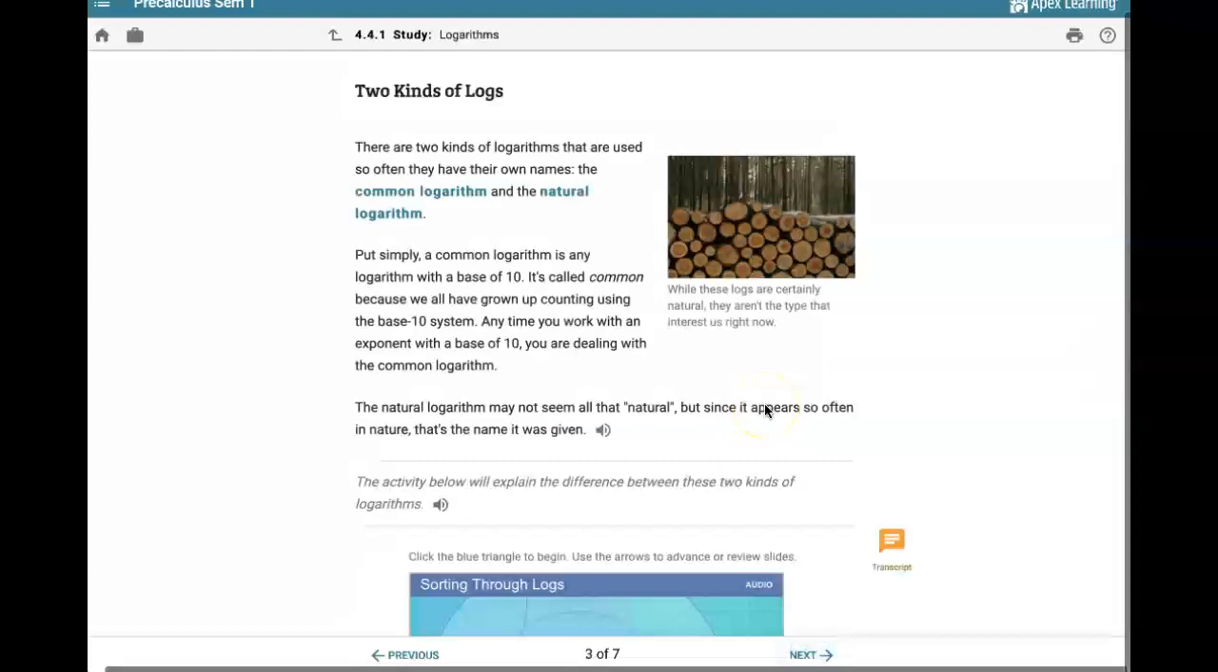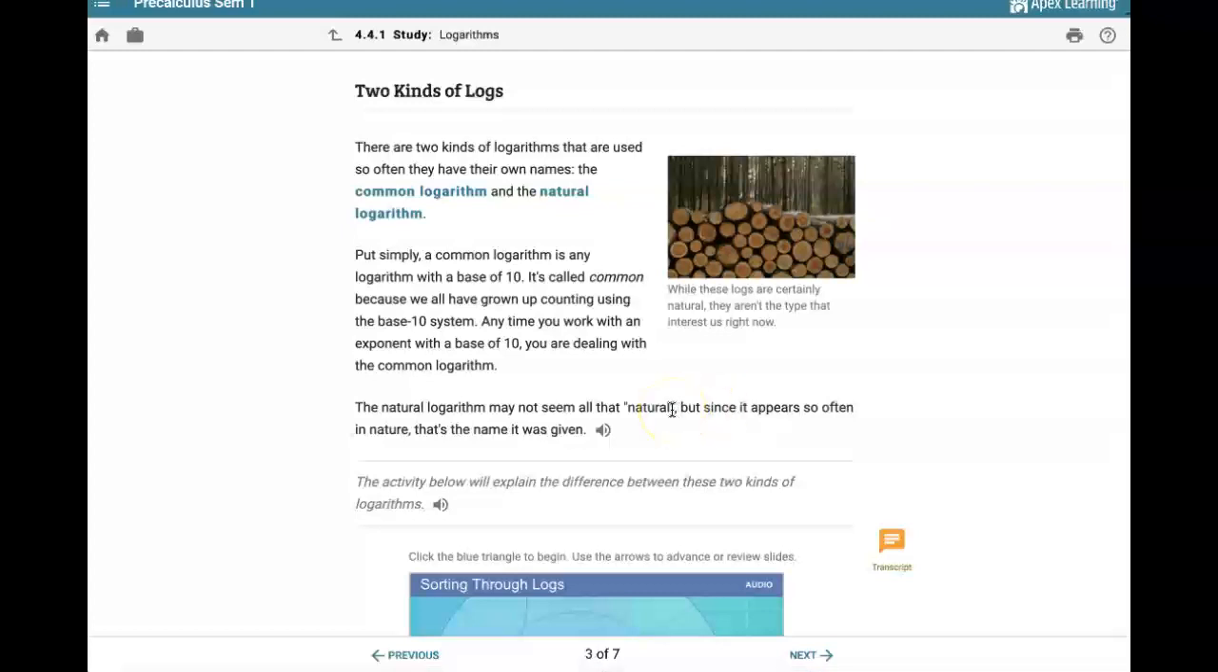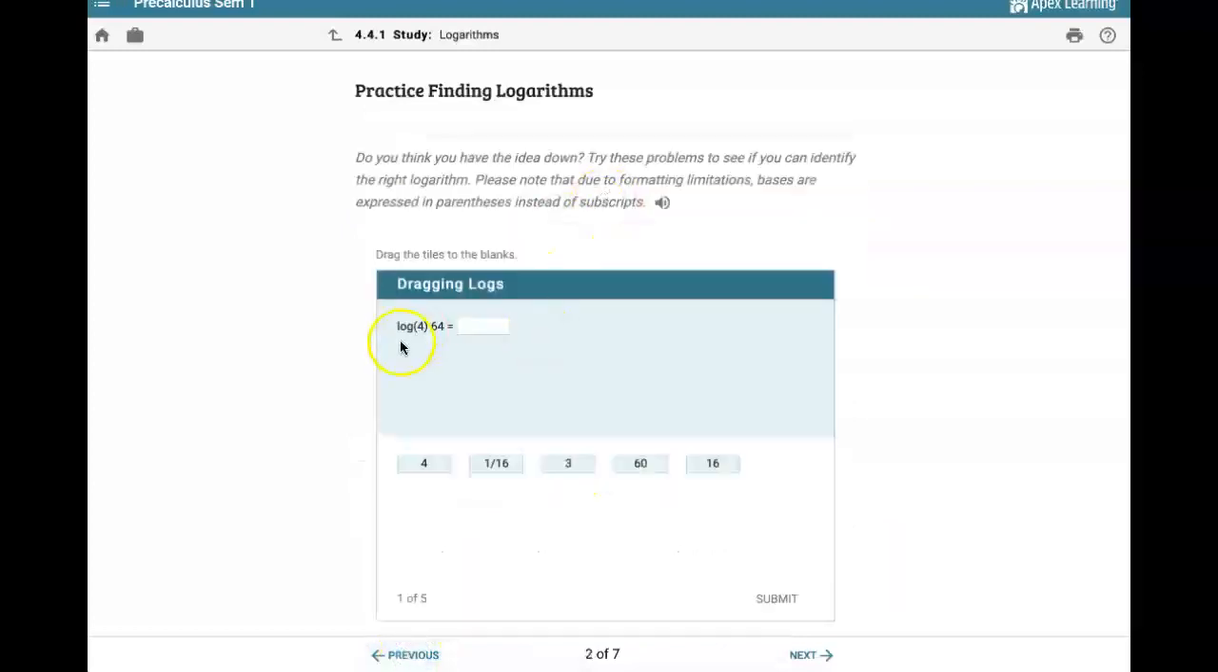So then here, there's two kinds of logs, right? There's this thing called common logarithm, and then there's this thing called natural logarithm. Looking at it simply, a common logarithm is any logarithm with base 10. So when we were saying log with that little lower number, we could say log base 3 of 26 equals 5. Let me go back to one of these problems here. This is saying log base 4 of 64. That's how you would read this. Log base 4 of 64, and we said that one was 3.